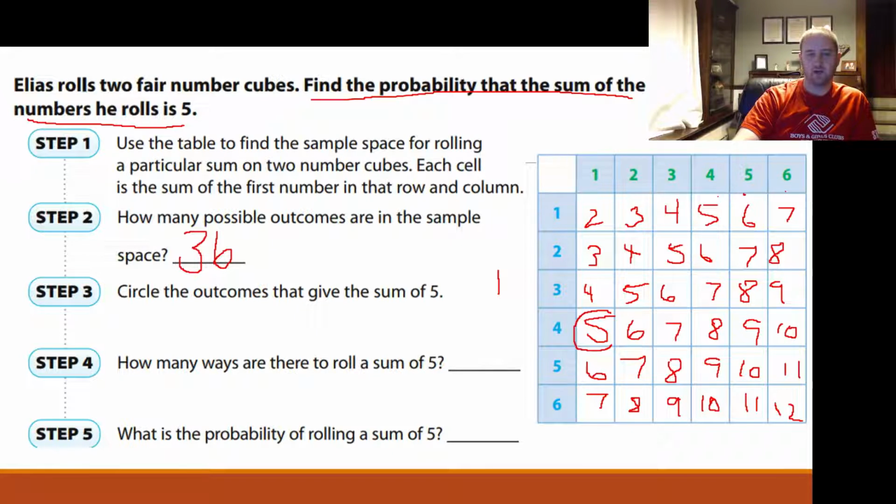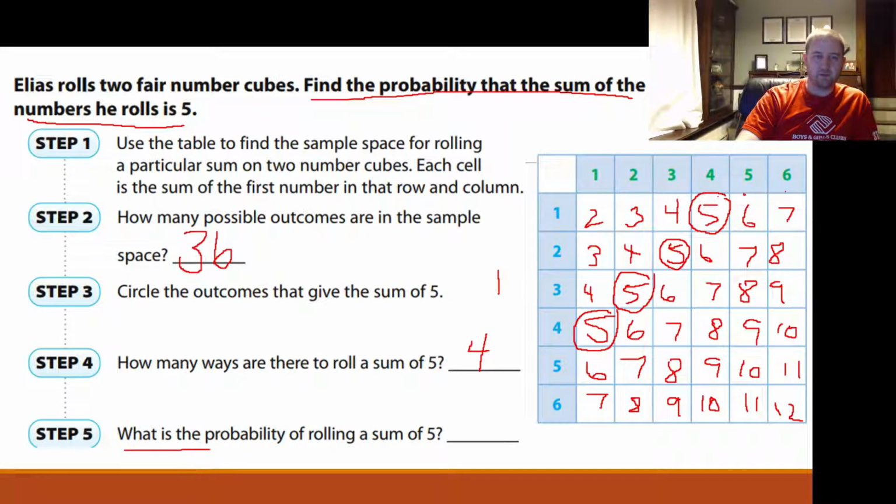Well, here's one right here. If he rolls a 4 first and then a 1. Here's one. If he rolls a 3 and then a 2. Here's one if he rolls a 2 and then a 3. And then here's one if he rolls a 1 and then a 4. Okay, so I see 4. I don't think there's any others in this table that has a sum of 5. So there's 4 different ways that he could roll a sum of 5.